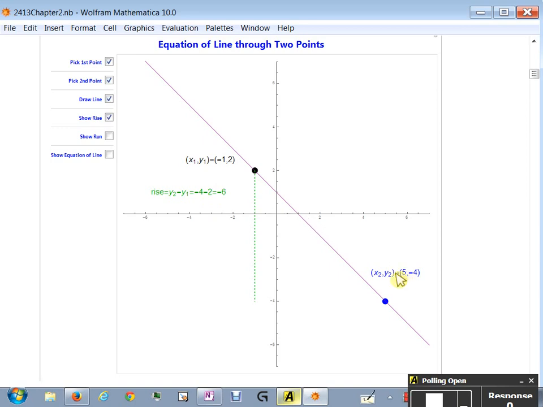-4, and our y1 is 2, so I'd do -4 take away 2, that would give me -6. So this rise is actually negative because it's going down. So my rise is -6, and my run would be my change in my x-coordinates, which we would say is x2 minus x1. So you take your x2, which is 5, you subtract your x1, which is -1, you get 6. And then you have the slope.